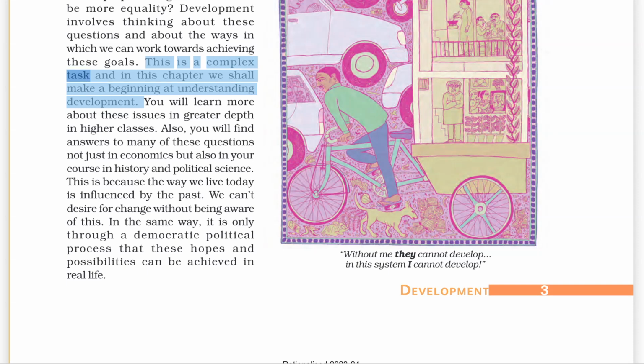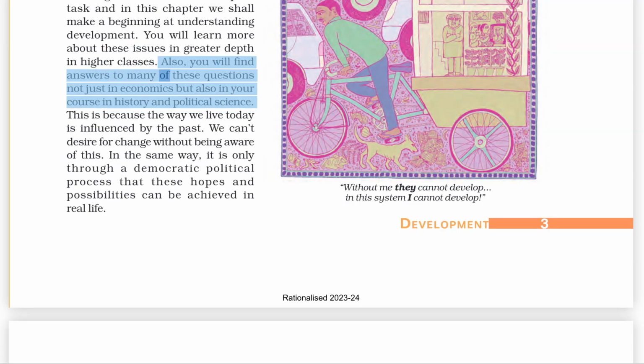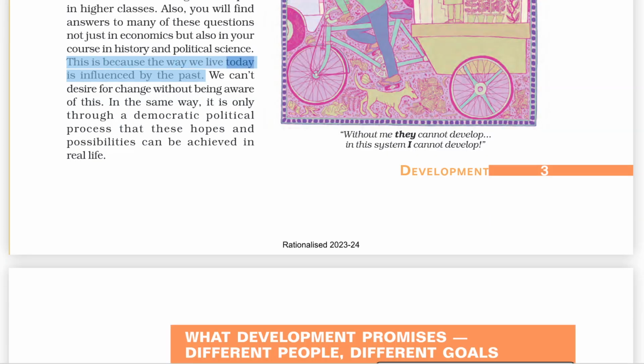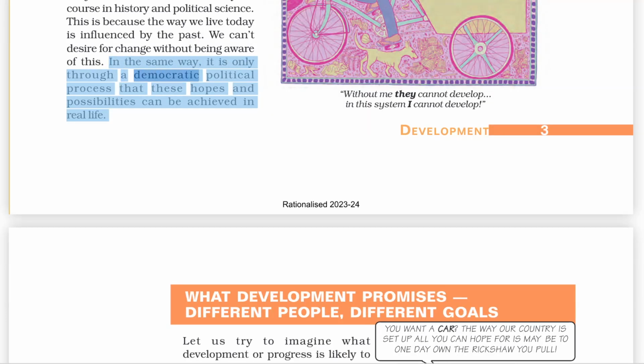This is a complex task, and in this chapter we shall make a beginning at understanding development. You will learn more about these issues in greater depth in higher classes. Also, you will find answers to many of these questions not just in economics but also in your course in history and political science. This is because the way we live today is influenced by the past. We can't desire for change without being aware of this. In the same way, it is only through a democratic political process that these hopes and possibilities can be achieved in real life.